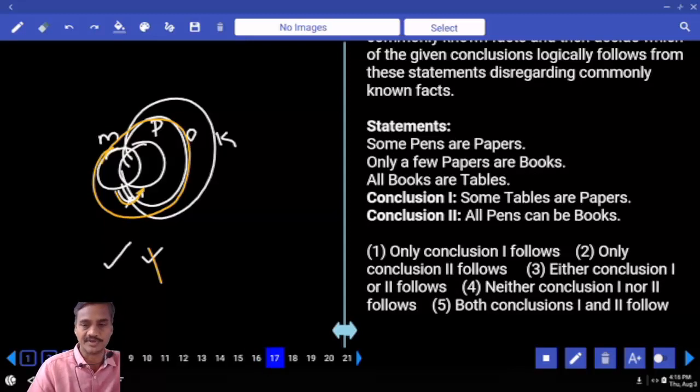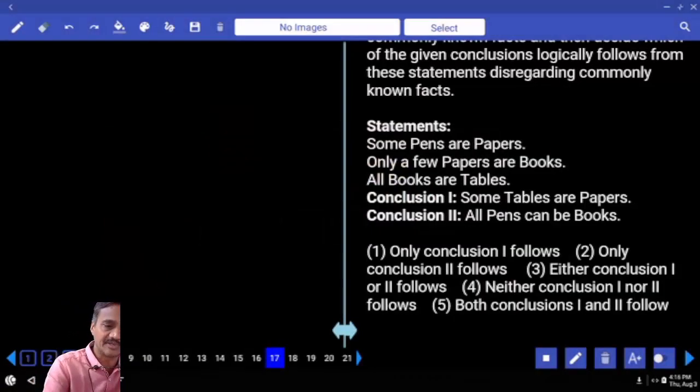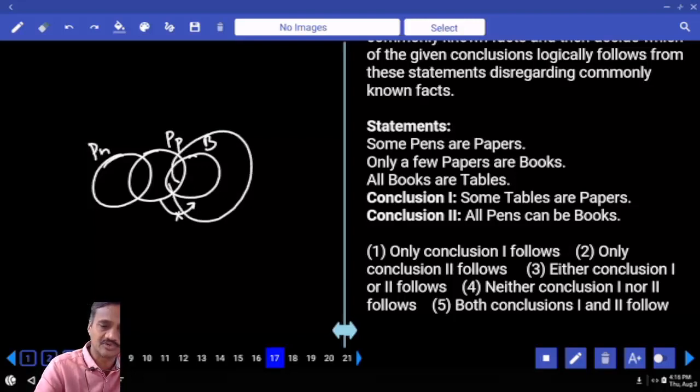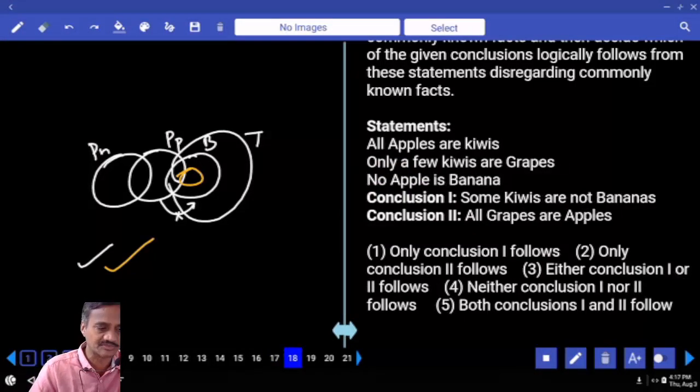Then the next one, 17th one. Some pens are papers. Now some pens are papers can be written as, these are the pens that are papers. And only a few papers are books. Only some papers are books but not all. And all these books are what? This entire book is a part of this table. And some tables are papers, definitely true. All pens can be books. Now tell me whether I can write pen like this or not. Yes. Hence both 1 and 2, that is choice for question number 17.